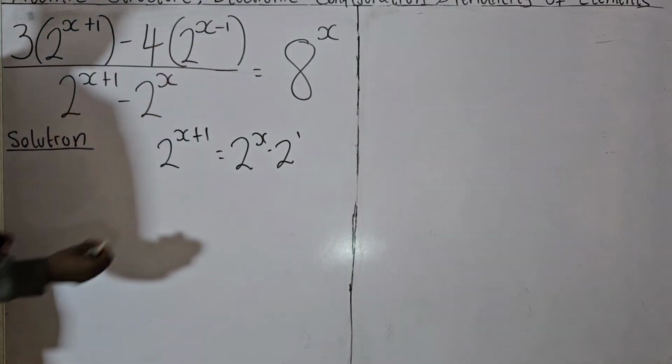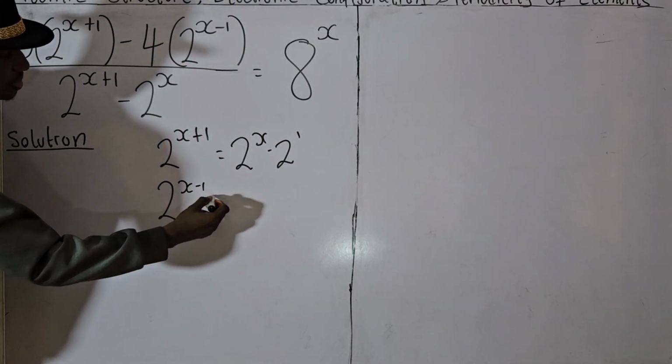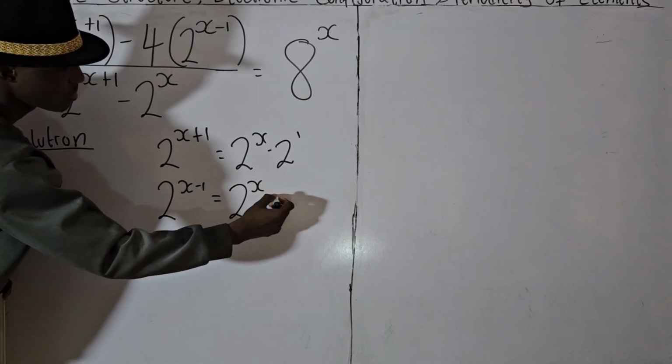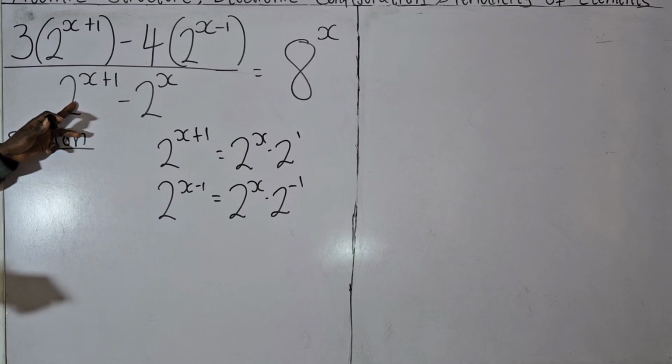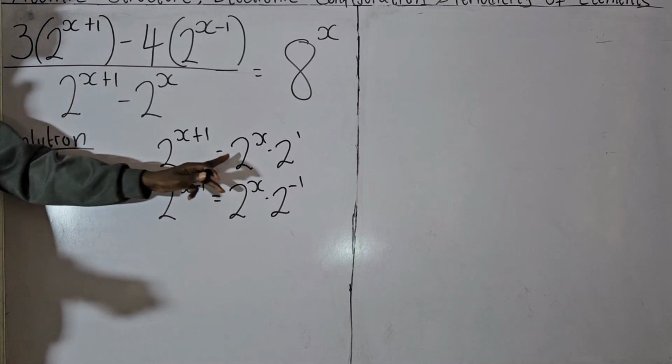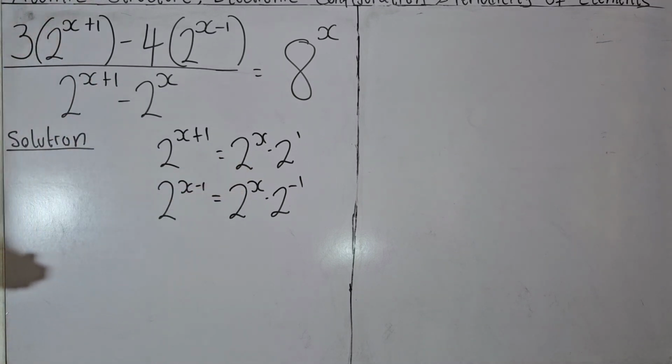Also, 2 raised to the power of x minus 1 can be written as 2 raised to the power of x multiplied by 2 raised to the power of negative 1. Also, at the denominator, we are having 2 raised to the power of x plus 1. We're going to rewrite it as this. So let's start the solution.